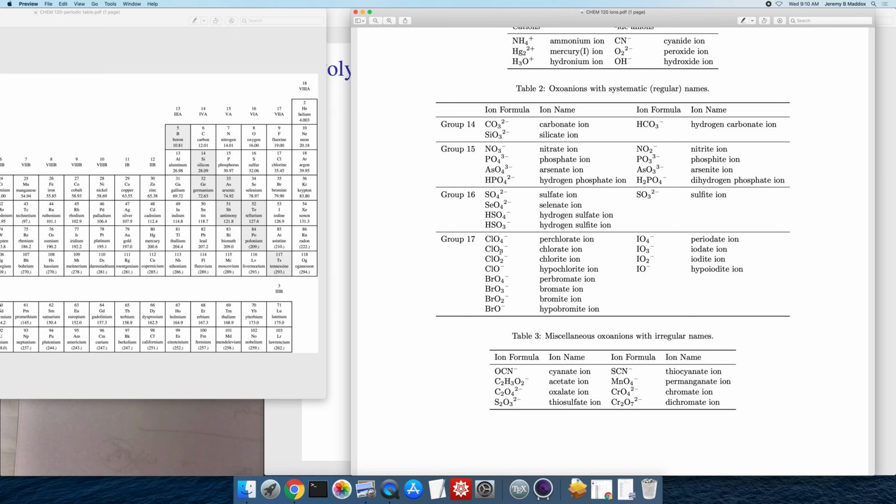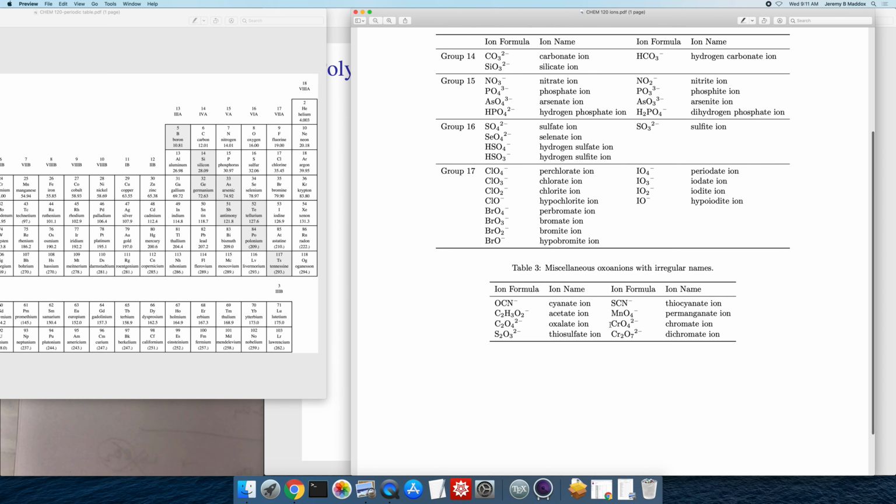They're all very similar, right? So when you've got 4 oxygen atoms, it's perchlorate. The next one down with 3 oxygen atoms is chlorate. With only 2 oxygen atoms, it's chlorite. And then with only 1 oxygen atom, it's the hypochlorite ion. And the other families are the same. They follow the same trend.